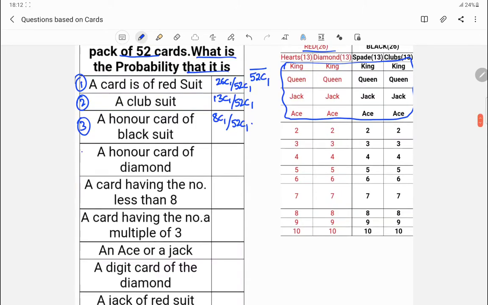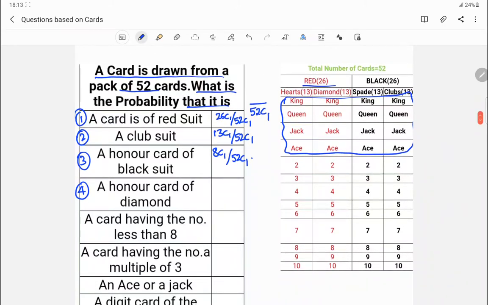Now let us look at the fourth question. A honor card of diamond suit. How many diamonds are there? There are 13 diamonds, and out of these 13 cards, there are only 4 honor cards. So it will be 4C1, out of 4 I will draw 1 card, divided by 52C1.